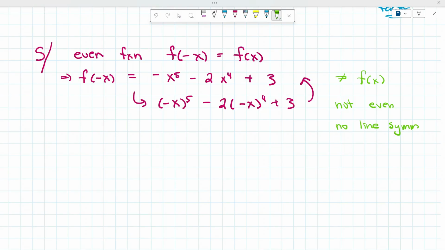And if it's not even, then there's no line symmetry. So that's the mental process I want you to go through. First, check if it's even. If it's not even, then there's no line symmetry. Okay, now let's check to see if it's an odd function.